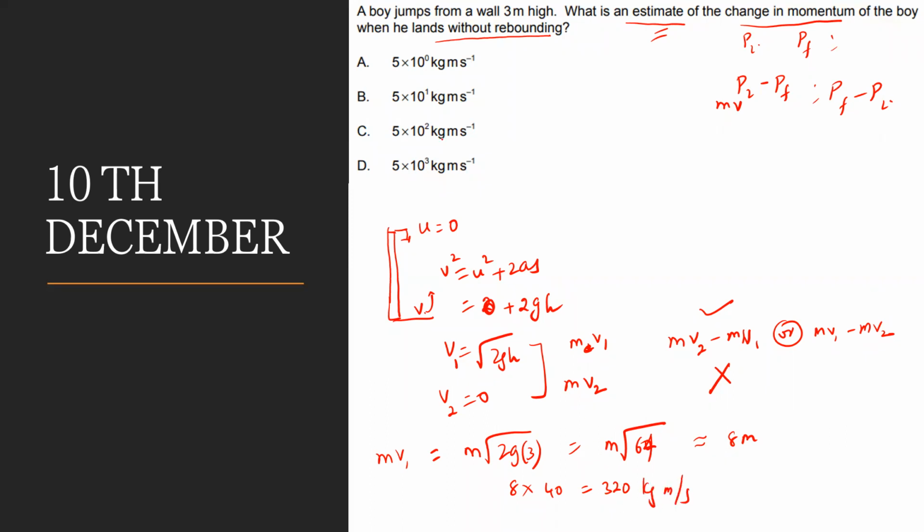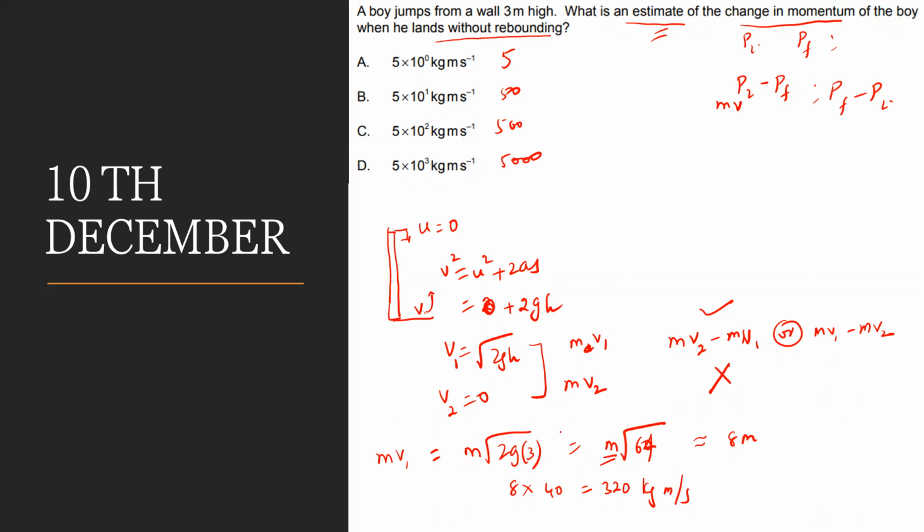But unfortunately, you see the options: 5 into 10 power 0, 5 into 10 power 1, 5 into 10 power 2, 5 into 10 power 3. I'll write down like this. This is 5, this is 50, this is 500, this is 5000. Now you see, this is 320. 320 is not there. Can I say the question is incorrect? No. Because whatever value you assume here, the answer depends on it. If you assume a correct value, you would have got the correct answer.